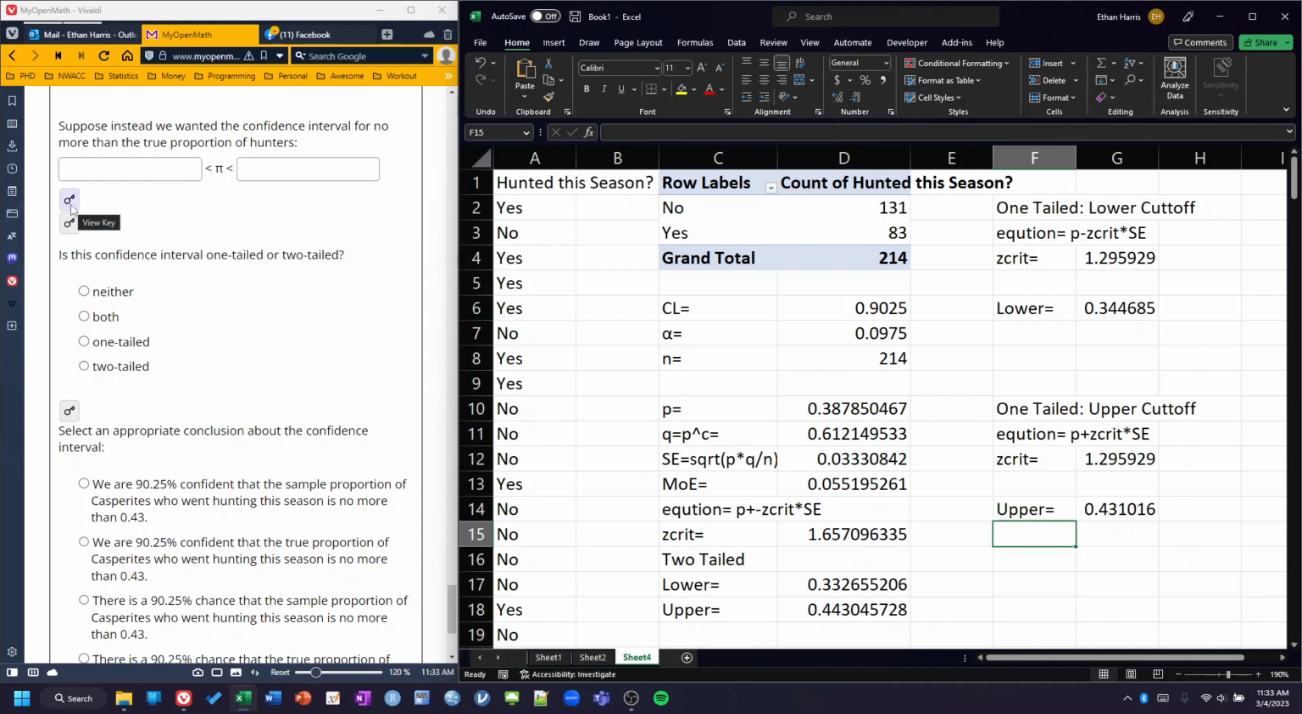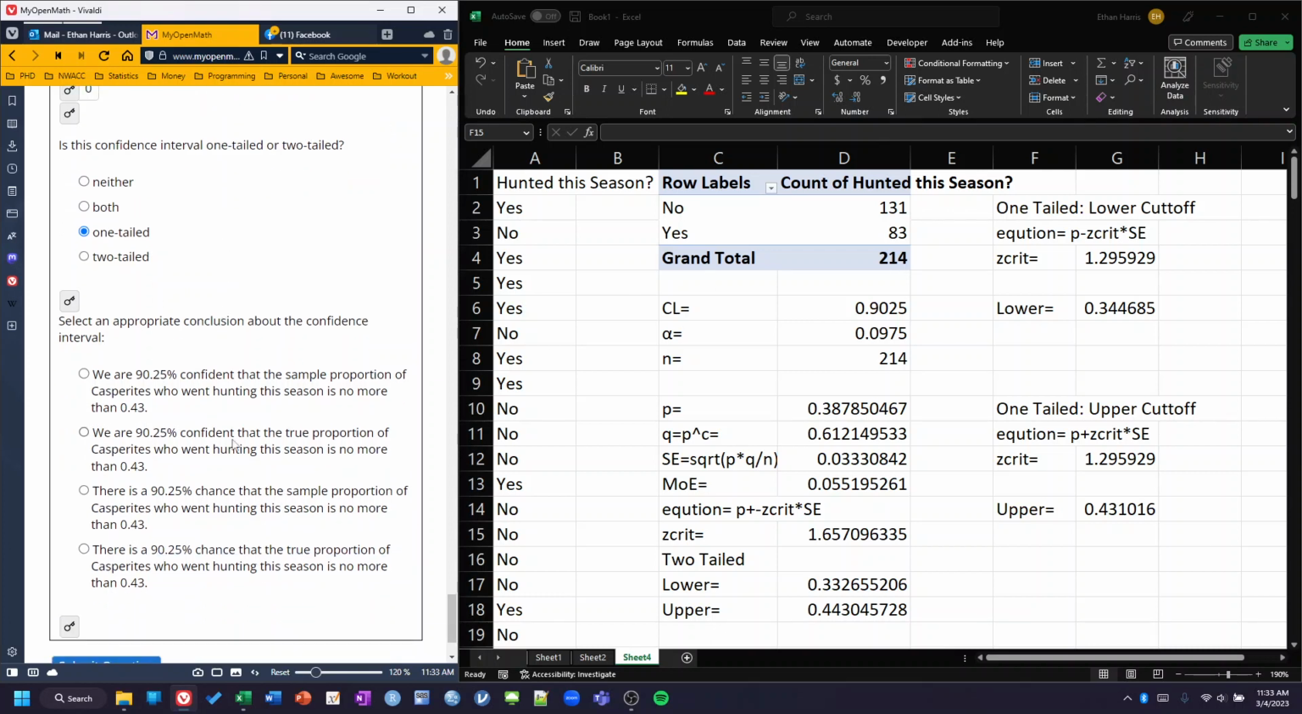So the lower end is actually going to be negative infinity, but because we're dealing with proportions, it can't go less than 0. So our bottom is going to be 0, and our upper end is going to be 0.43106. There we go. This is a one-tailed interval. So we were able to get all of these for our proportions. And finally, we can say that we are 90.25% confident that the true proportion of Casperites who went hunting this season is no more than 43%.